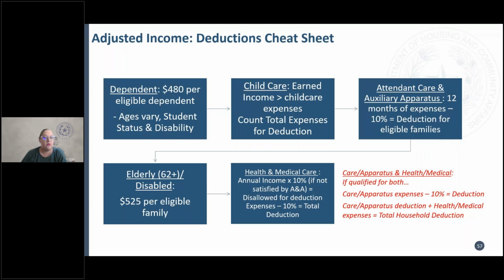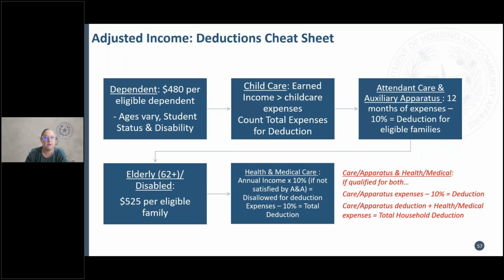And then health and medical care, with a note about that 10% test if it wasn't already satisfied. And then over on the right outside of a box, it reminds you that if they're qualified for both the attendant care and the health and medical, they have to be calculated in a certain order, and they have to be added together. But you would only do the 10% test once, so you don't have to do that twice.